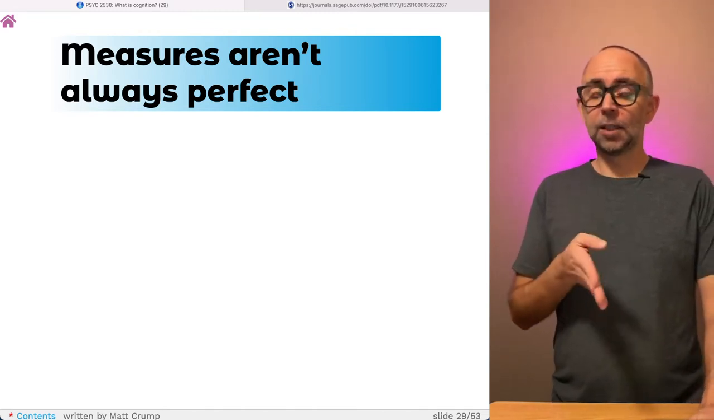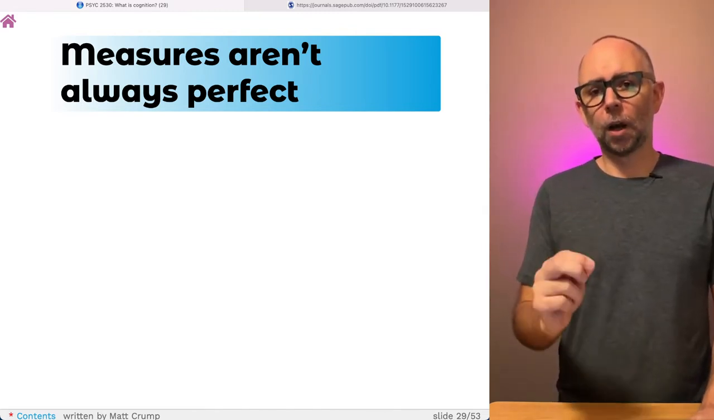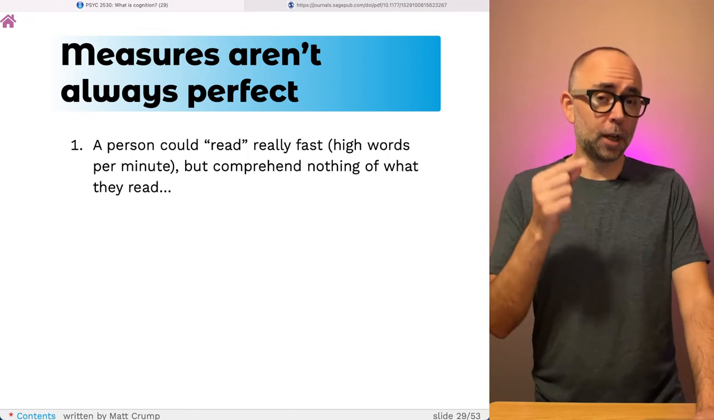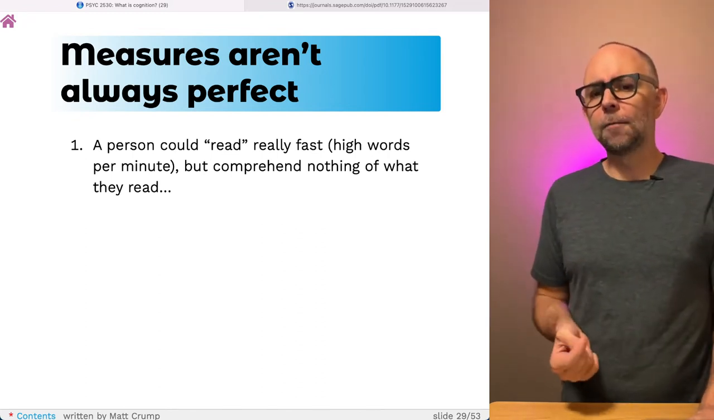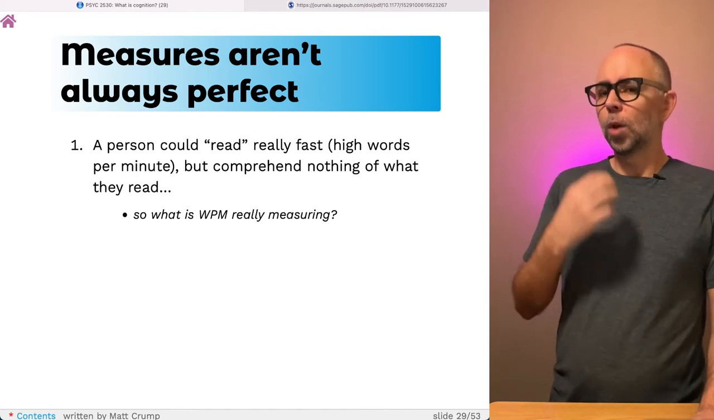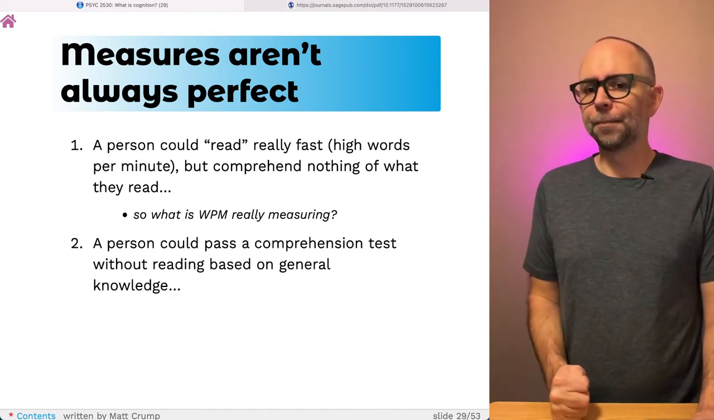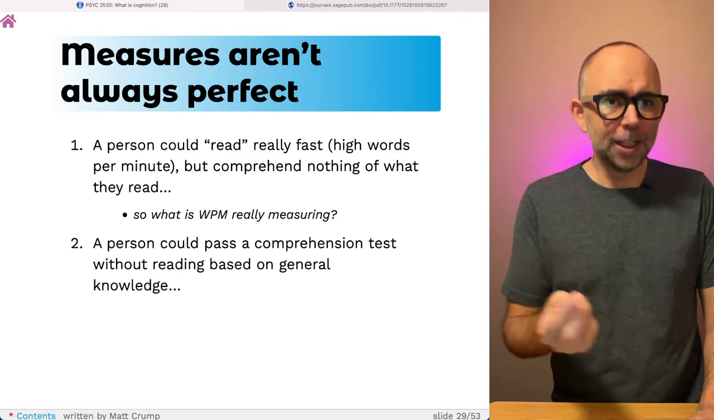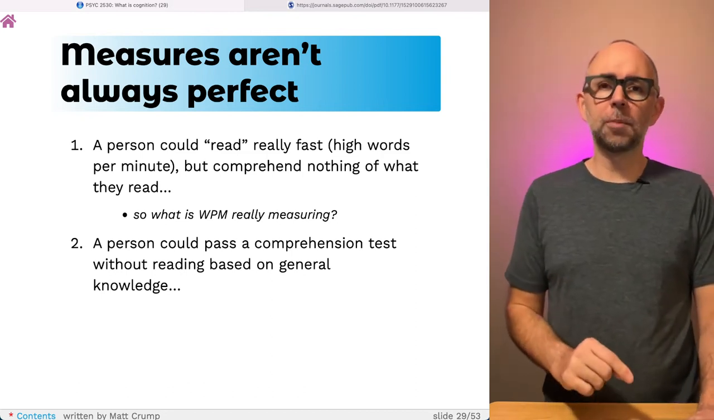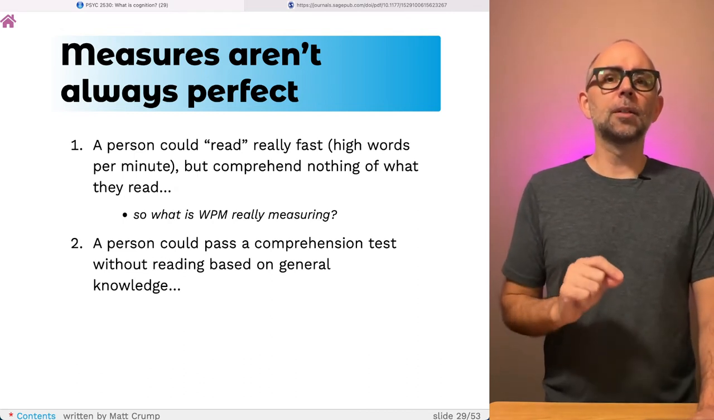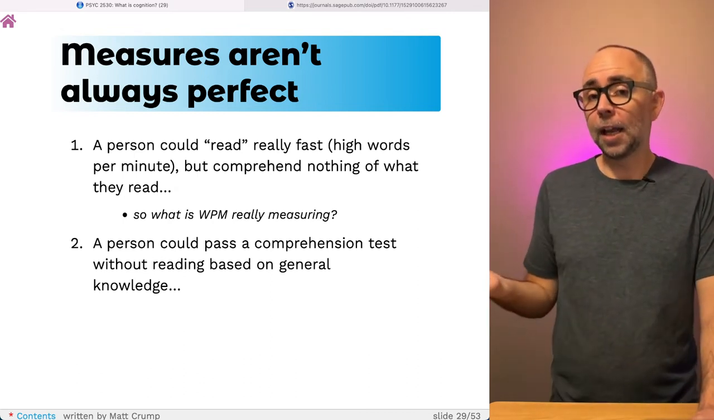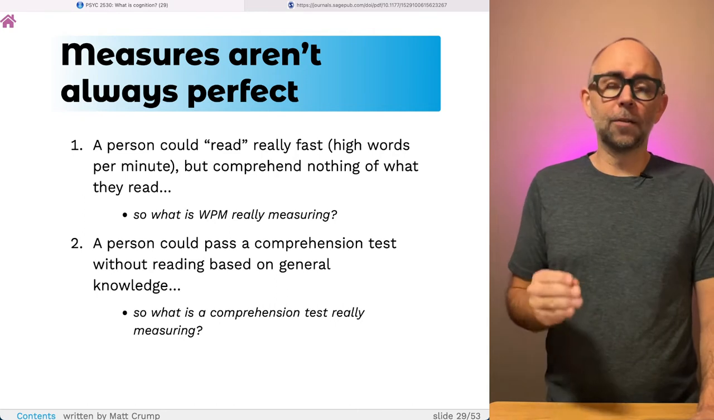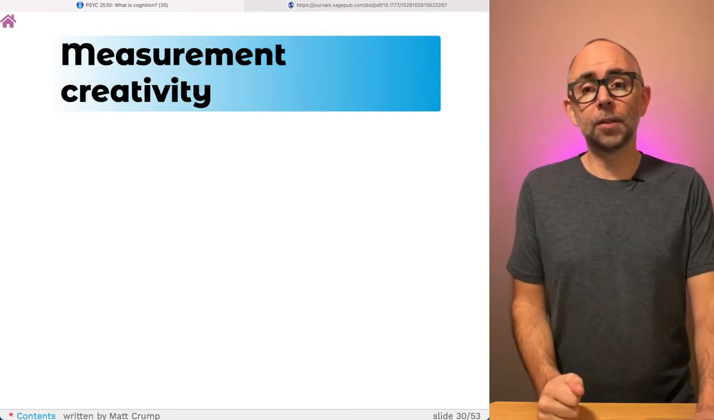We'll learn in this example and in others in the course that our measures of cognitive performance aren't always perfect. A person could read really fast with a high number of words per minute, but comprehend very little of what they read. So would words per minute be a good measure of reading ability? A person could pass a comprehension test even if they didn't read something. For example, they might be able to pass the test because the questions weren't very good, or because they could use their general knowledge that they already had in order to pass the comprehension test. So it's not necessarily clear if a comprehension test is measuring reading ability.